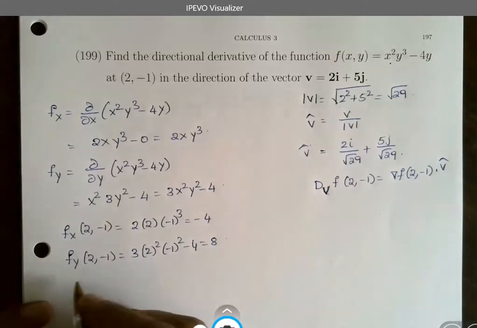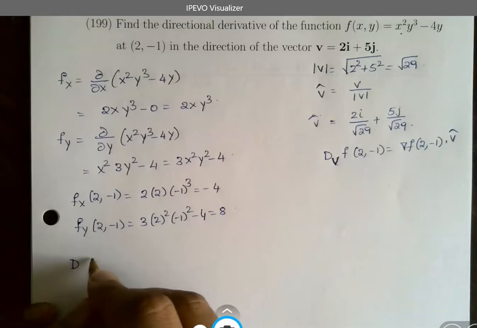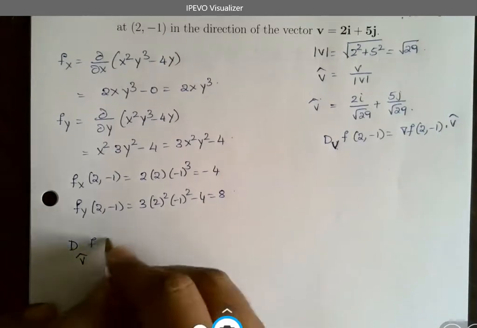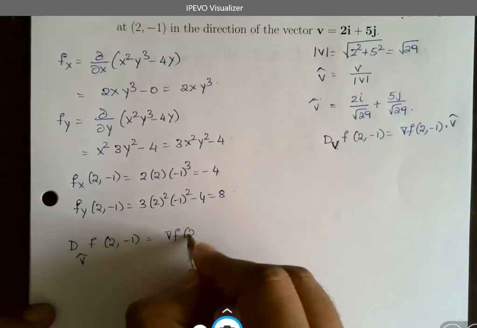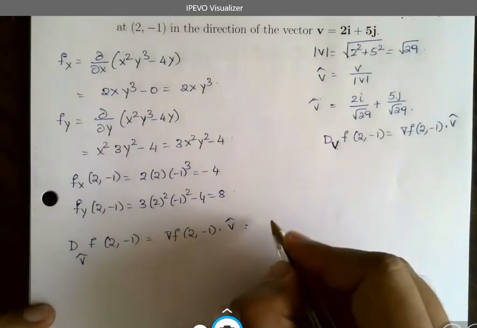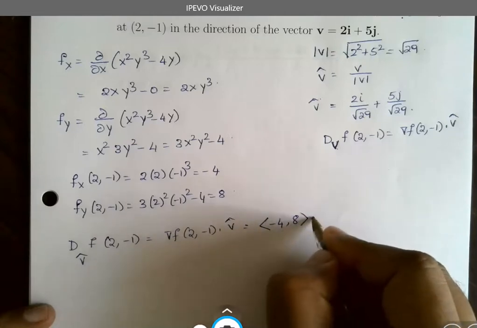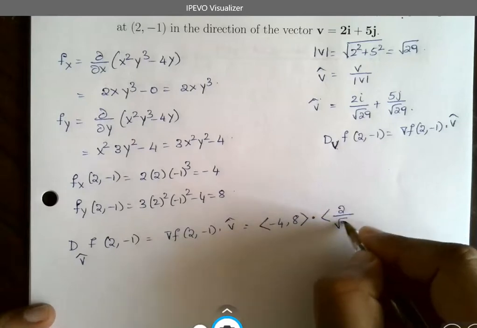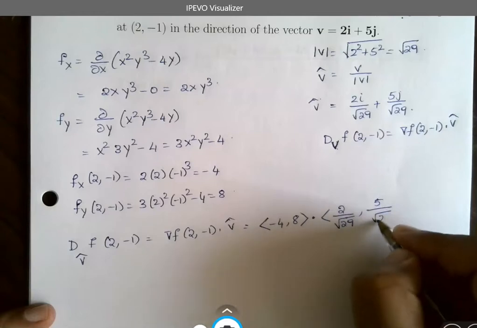Okay. So now you want to find the directional derivative of f in the direction of the unit vector v, evaluated at (2, -1). It is going to be the gradient of the function at (2, -1) dot product with the unit vector. So that's going to be (-4, 8) dot (2 divided by square root of 29, 5 divided by square root of 29).